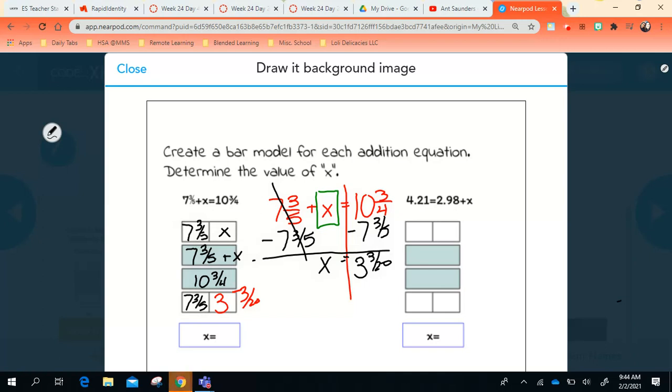So let's go ahead and do 4.21 equals 2.98 plus x. I want you to do it using this method. I'm going to set it up for you and everything. Even though you can't see my plus x, I did write it in your notebook because I want you to have an example. Write it in your notebook. I love you, but I do not want to see the bar model in your notebook. Not for this one.